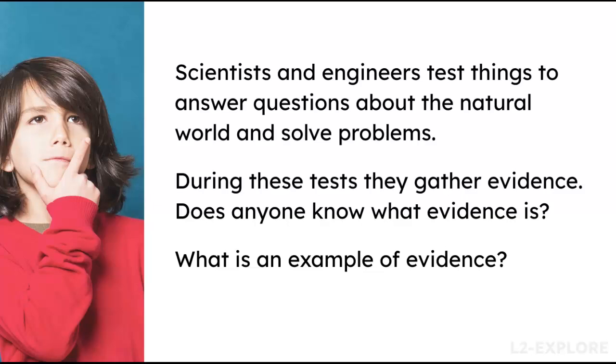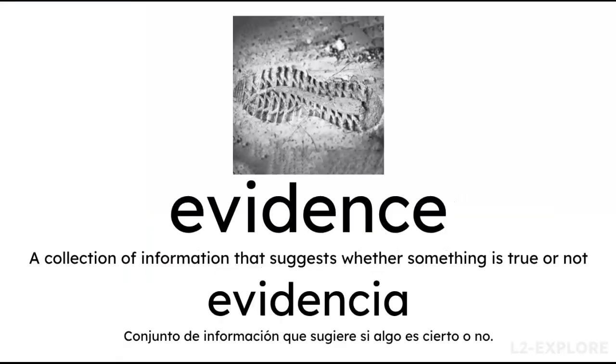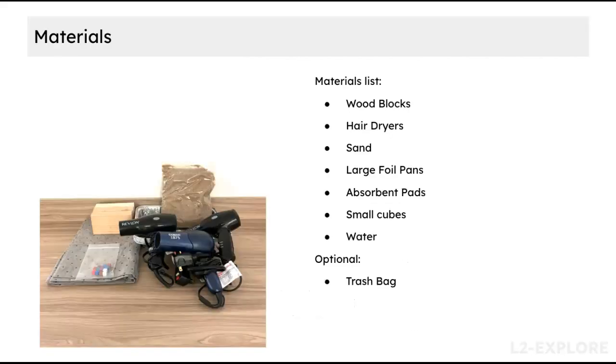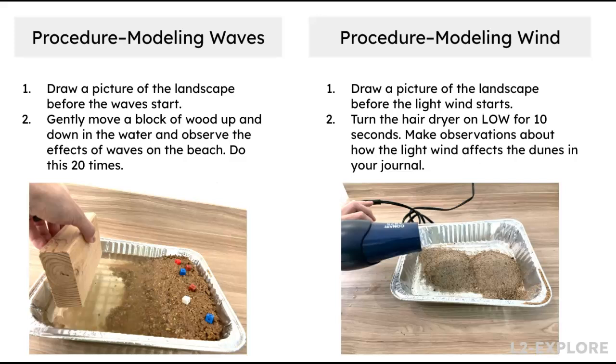For the Explore portion, you'll tell students that scientists and engineers test things to answer questions about the natural world and solve problems. During these tests, they gather evidence. You can post and discuss the evidence vocabulary card. You'll then set up the Wind and Water Station investigations. There is a teacher tutorial showing the setup, and the detailed procedure for this activity can be found in the teacher guide. Students will model the effects of waves and wind on the sand.